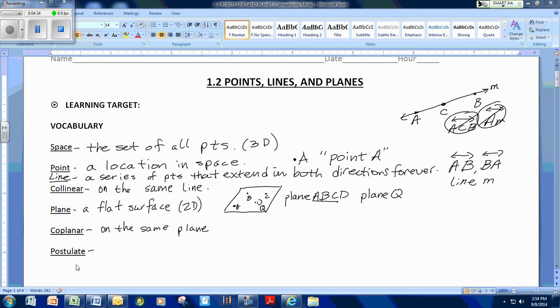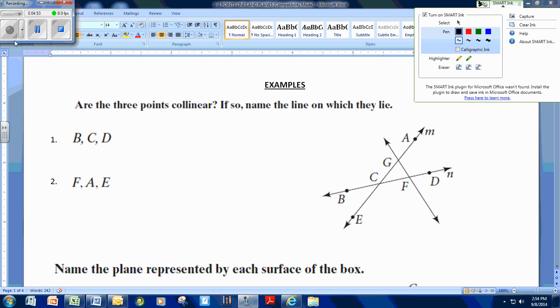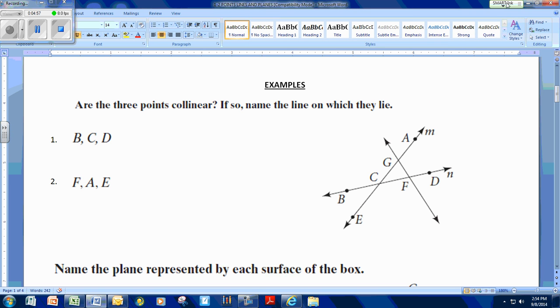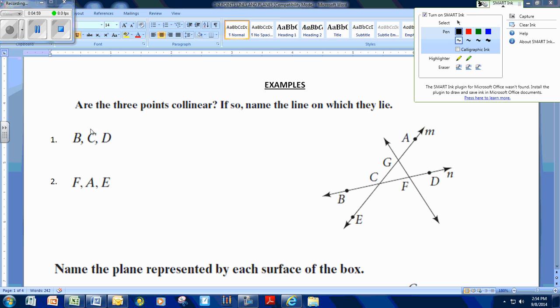Finally, we're going to talk about a postulate. A postulate in geometry is an accepted fact. A postulate does not need to be proven true. It's just accepted to be true. The next thing we're going to talk about are some examples that will apply those definitions.